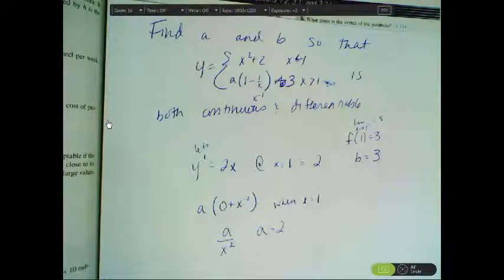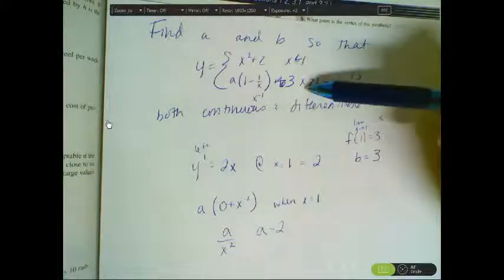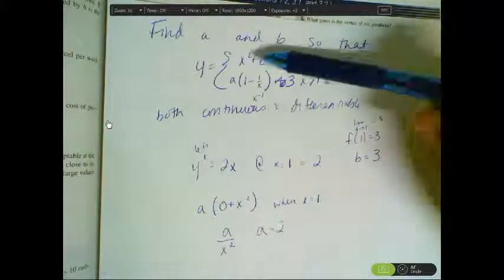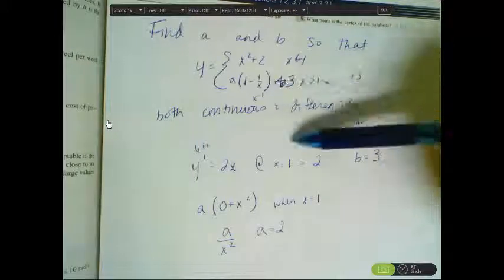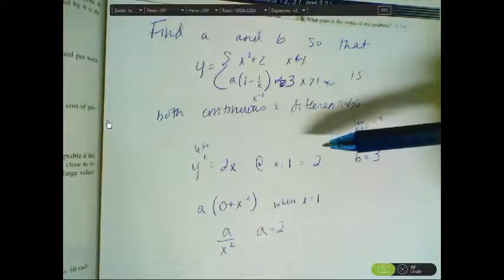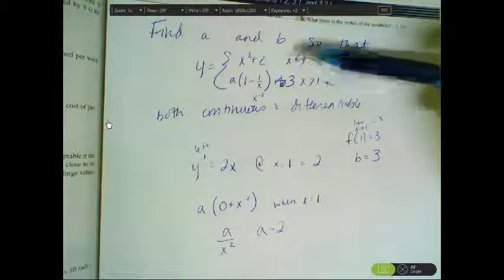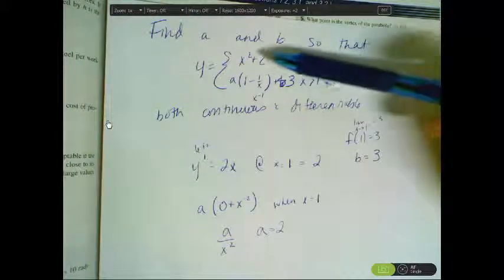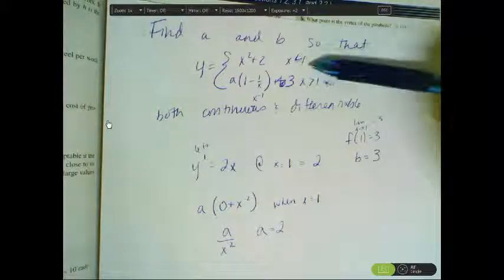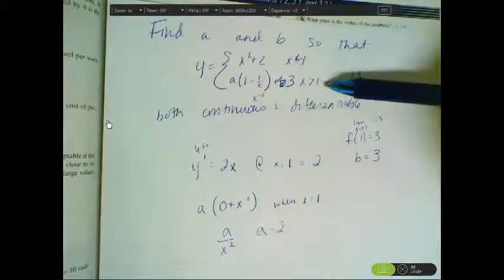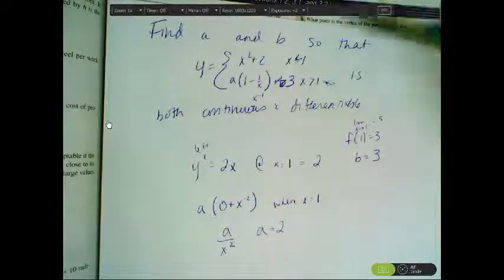So once again, first you have to find what makes them continuous. Basically, you just plug in 1 on the left, plug in 1 on the right, write an equation to set them equal, and find out what the answer is. And then to make it differentiable, you have to find the derivative on the left, plug in the x, find the derivative on the right, plug in the x, and make those two things equal.